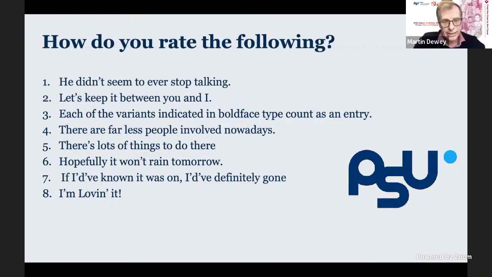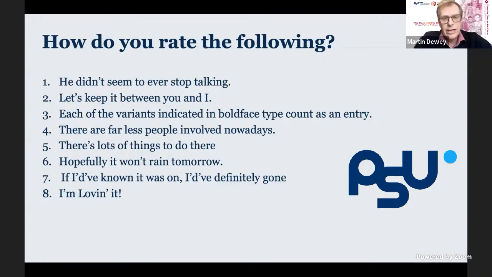These are all produced by native speakers of English, by British English speakers. Many of them are considered non-standard, and some of them provoke quite strong reactions. One that does tend to provoke strong reactions is number 4.